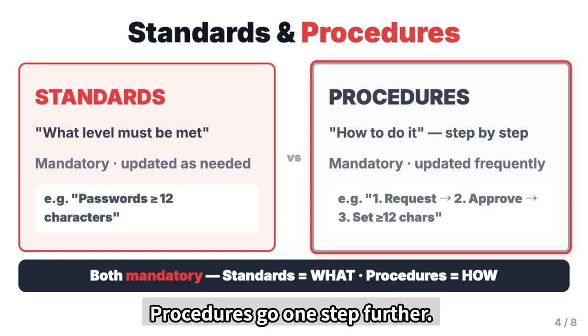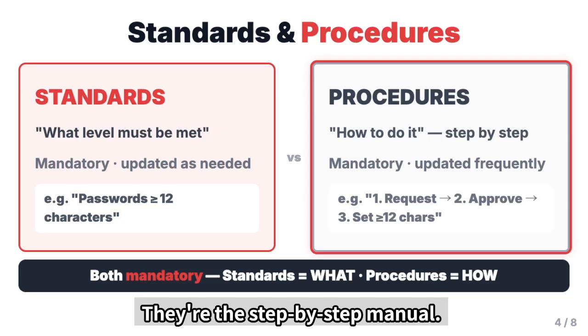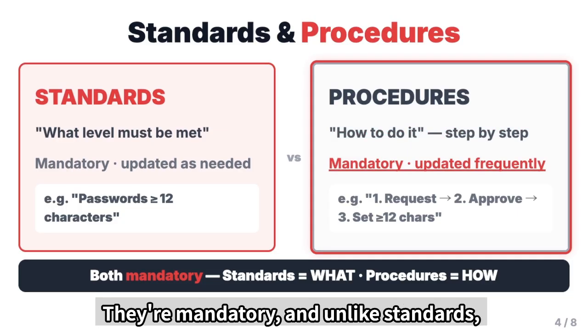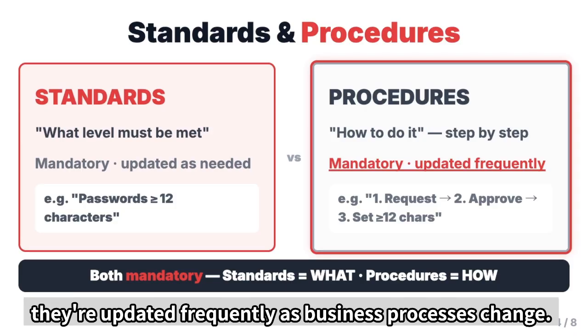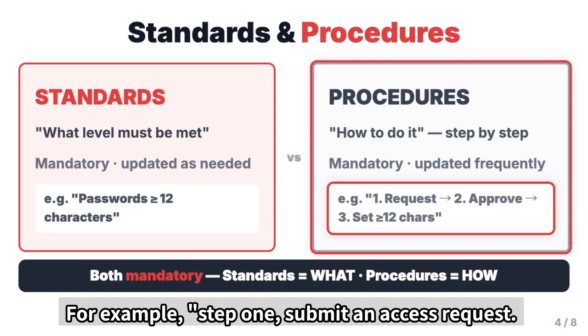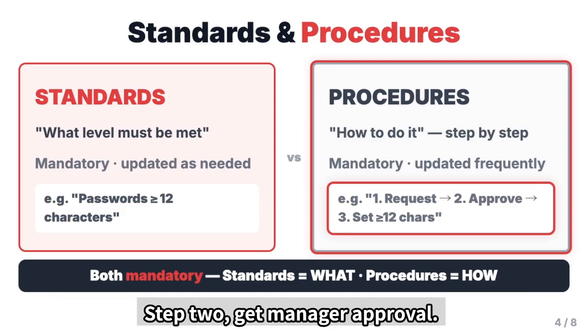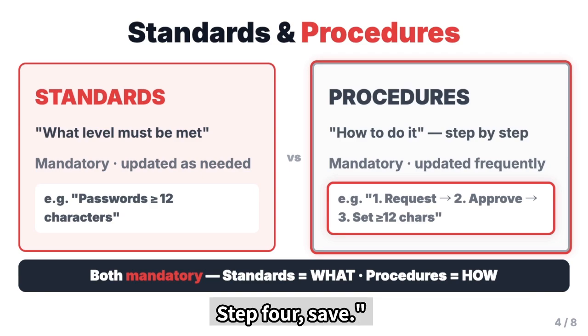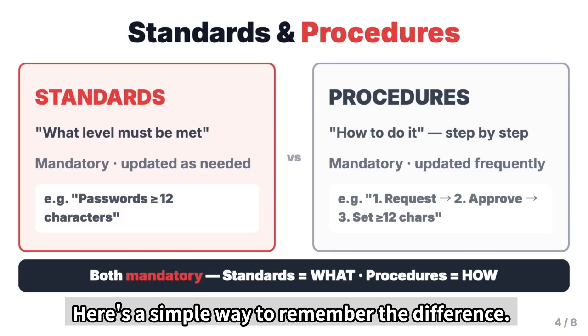Procedures go one step further. They are the step-by-step manual. They answer how to do it. They are mandatory, and unlike standards, they are updated frequently as business processes change. For example, Step 1. Submit an access request. Step 2. Get manager approval. Step 3. Set a password of at least 12 characters. Step 4. Save.